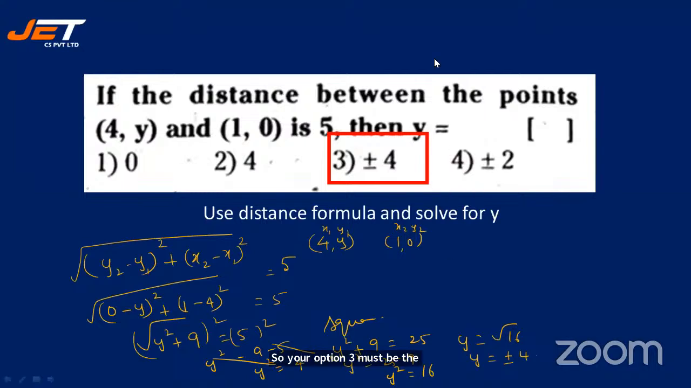Let's see how many are giving me option 3. Yes, almost all are giving me option 3, which is right. Perfect. Yes, students. Good. See the next question.